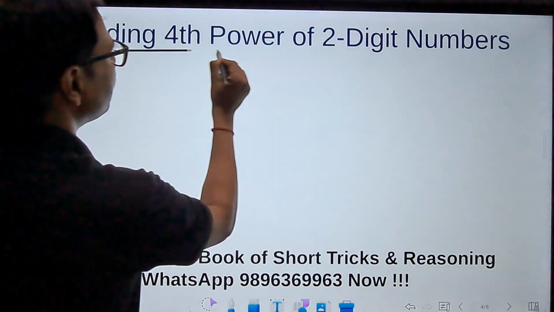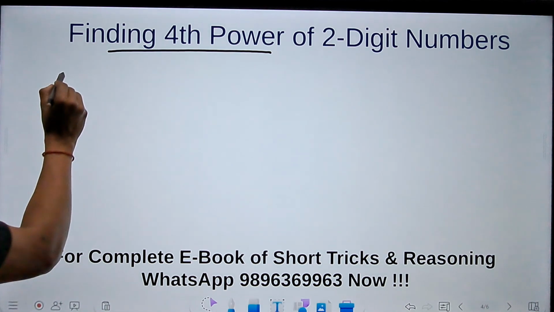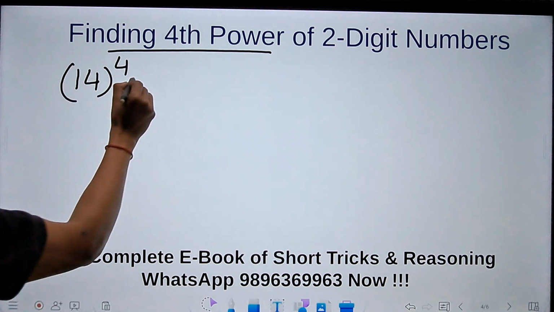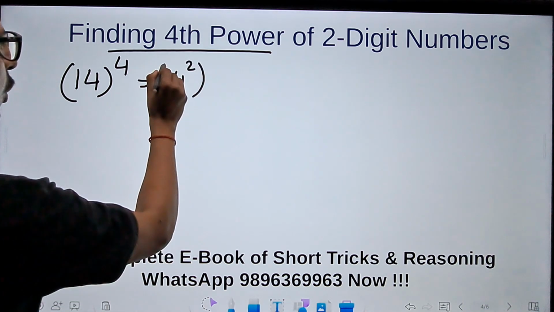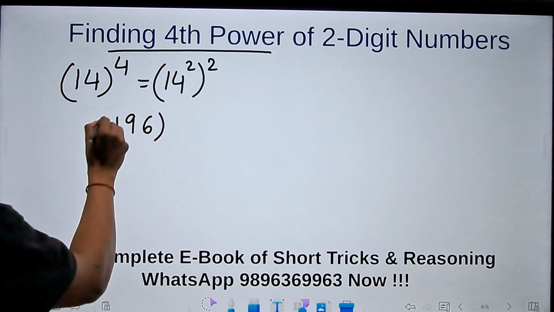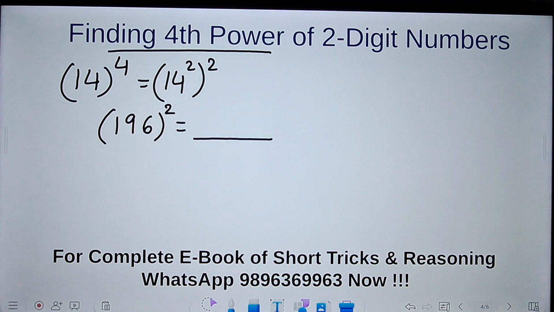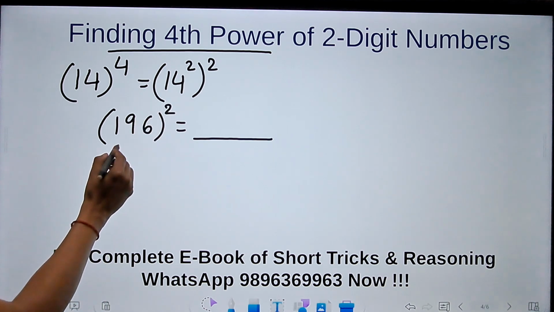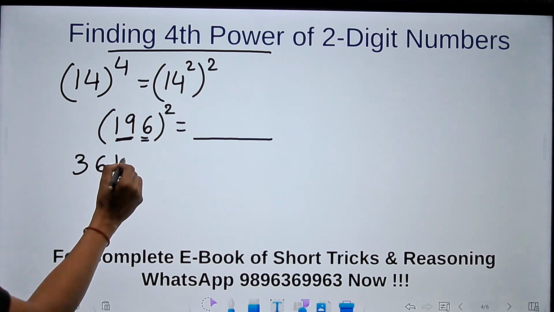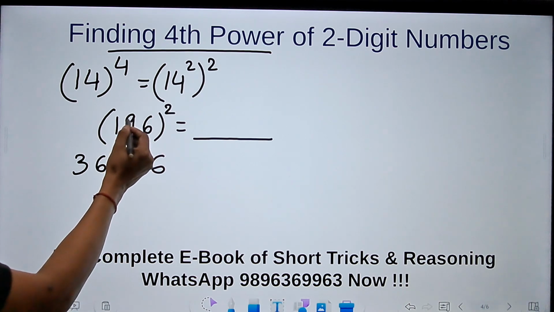Right, so finding the fourth power of two-digit numbers. The first number I am going to take up is an easy one, which is 14 raised to power 4. Now I know that I have to do 14 square and then I have to square it again, right? And I also know 14 square is 196, so 196 square will ultimately give me my final answer. So how will I do 196 square? You knew it, right? 19 square is 361, 6 square is 36, and then 19 6 times is 114, right?